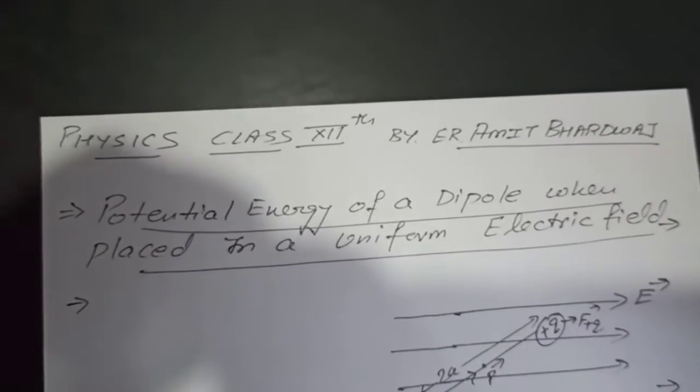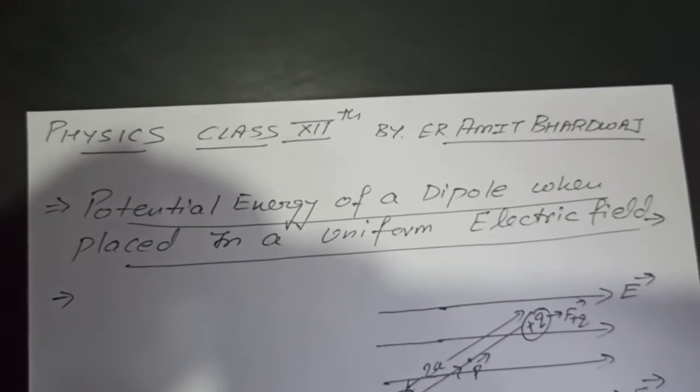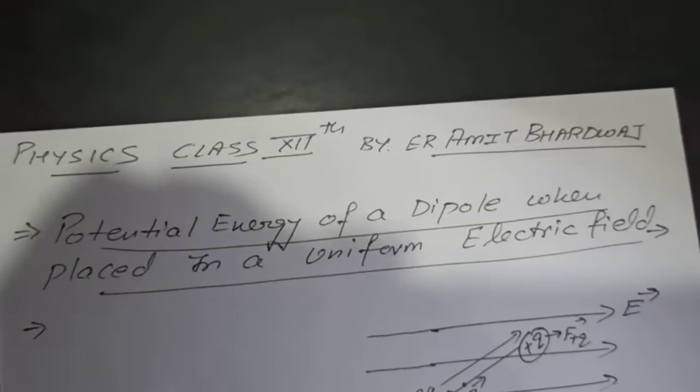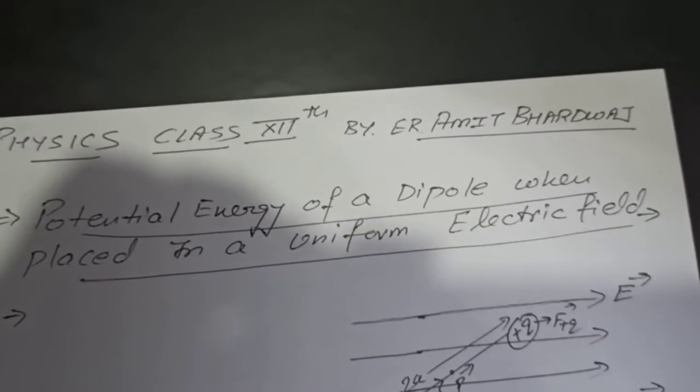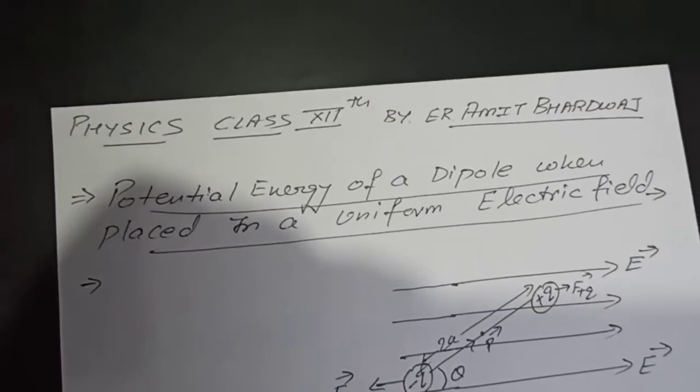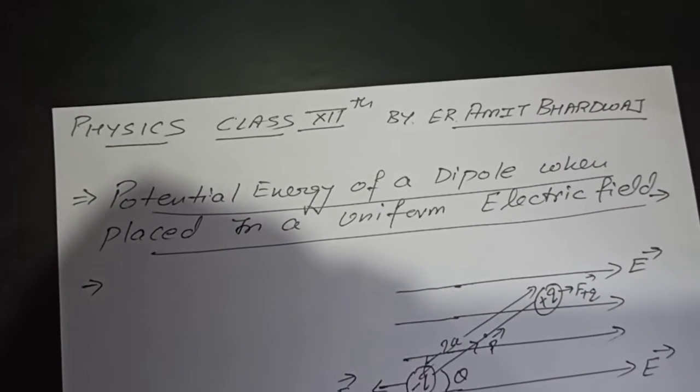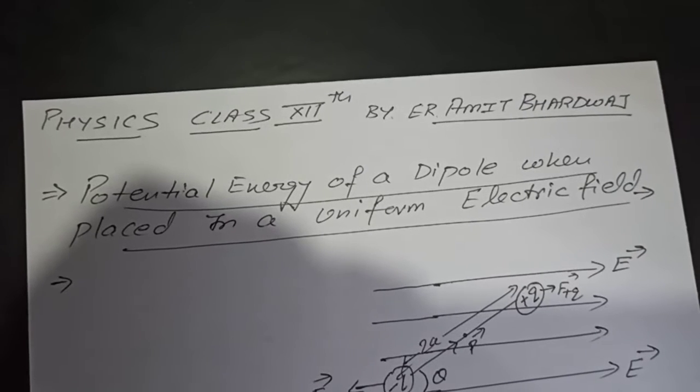Hello students. In our next lecture of physics, we are going through the torque applied on an electric dipole when placed in an electric field. We have already discussed the torque, that is tau is equal to P cross E or PE sin theta.